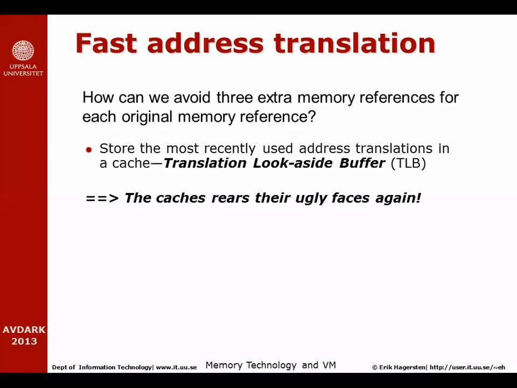The solution to this is the solution you see many times before. We introduce a caching mechanism. So what we're going to do now is introduce a new kind of cache, which is called the Translation Look-Aside Buffer, TLB for short, which is a pretty bad historic name. I think that just calling it an address translation cache would have been much better, for example.